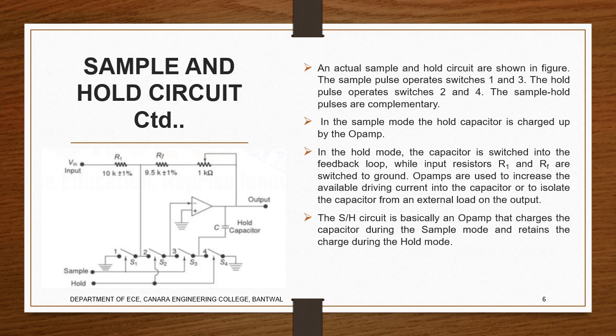The op-amps are used to increase the available driving current into the capacitor, or to isolate the capacitor from the external load on the output, so the external load shouldn't affect it. Usually the op-amps charge the capacitor in the sample mode and retain the charge during the hold mode. Charging is through one channel with one switch grounded, and in the holding mode the other is connected using the feedback loop. You can see a loop here.